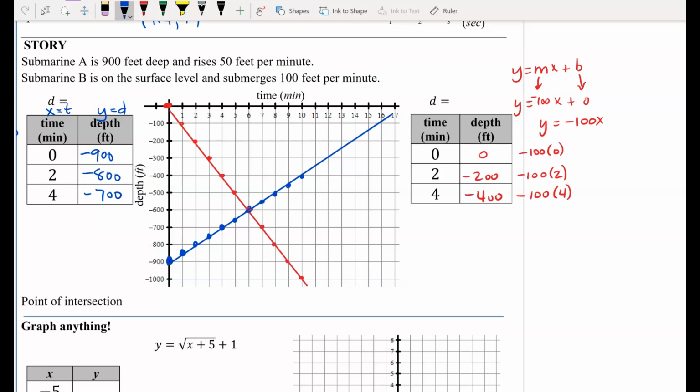The point of intersection is the point that the two lines share. It's where they cross. And you can see those cross on the grid, so we could write that ordered pair, which happens when time is 6 minutes and the depth is at negative 600. Now what that means in the context of this problem is that at 6 minutes, both subs are 600 feet below the surface.